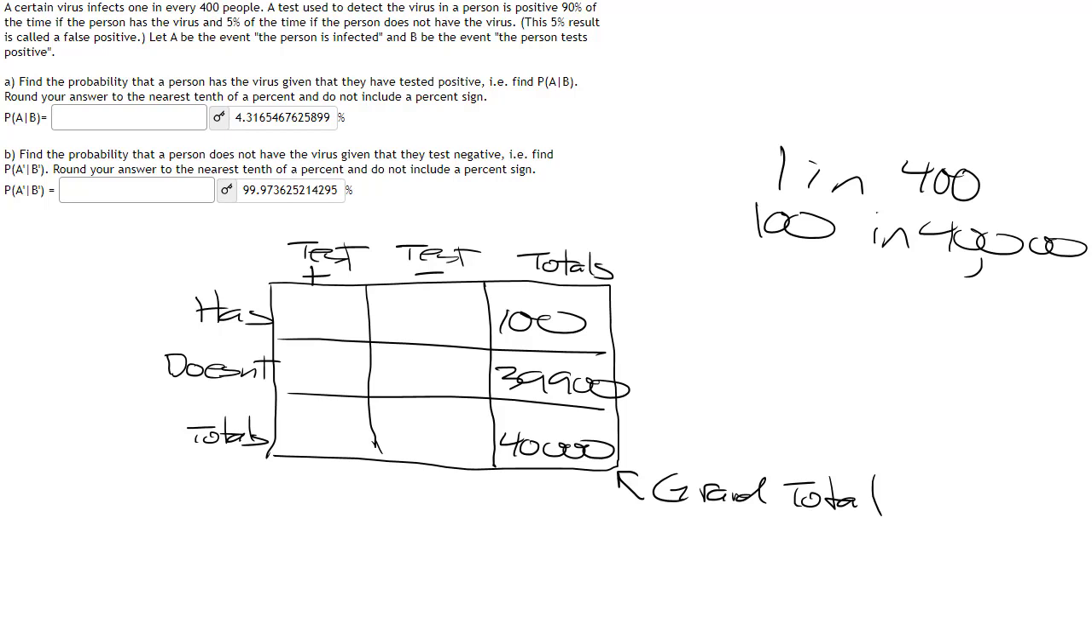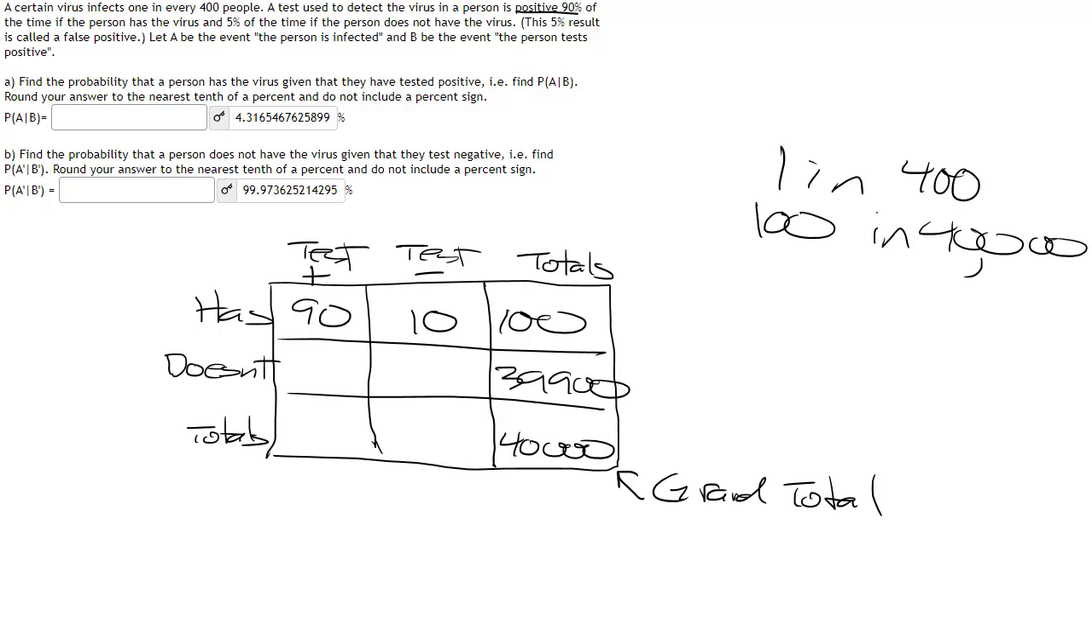Okay. The next thing they tell us is that a test used to detect the virus is positive 90% of the time if the person has the virus. Okay, so these 100 people walk into the clinic, they take the test, they all have the virus. The test is 90% accurate, so that means it's going to come back and give a positive result 90% of the time for those people. So we take 90% of 100, and that means we have 90 people who had the virus and the test comes back and says they have it, and then the other 10, the test actually gave us what's called a false negative because they actually have the virus, but it came back and said they didn't.